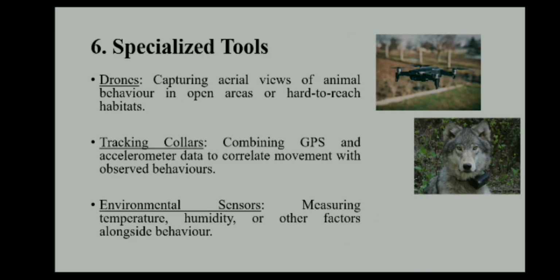Then specialized tools, drones capturing aerial views of animal behavior in open areas or hard to reach habitats. Then tracking collars, combining GPS and accelerometer data to correlate movement with observed behaviors. Then environmental sensors, measuring temperature, humidity or other factors alongside behavior.